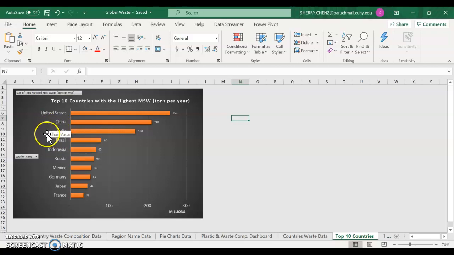Both India and China are the top two most populated countries with over 1 billion people, yet they produce less waste than the USA, with a population of 350 million Americans. As a nation, Americans generate more waste than any other nation in the world.